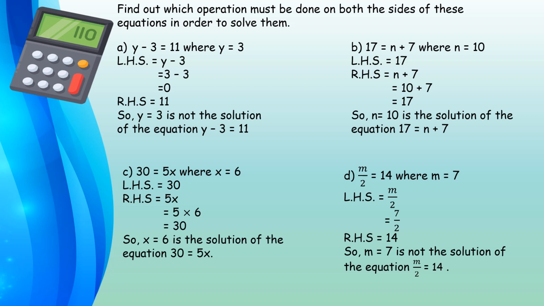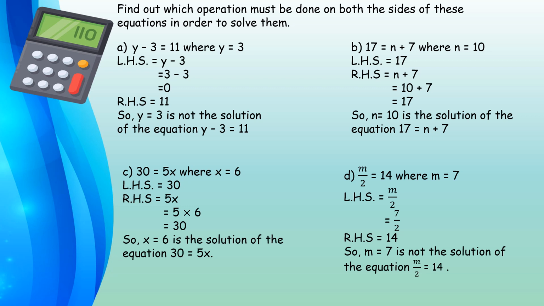30 equals 5x where the value of x is 6. 5x means 5 into x, 5 multiplied by x. So here LHS is 30, RHS is 5 into 6, that is 30 again. So 30 and 30, we got the same answers, LHS and RHS. So therefore x equals 6 is the solution of the equation 30 equals 5x.